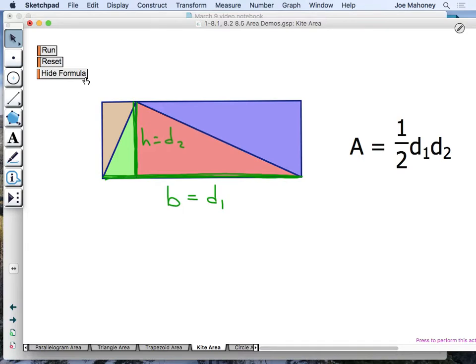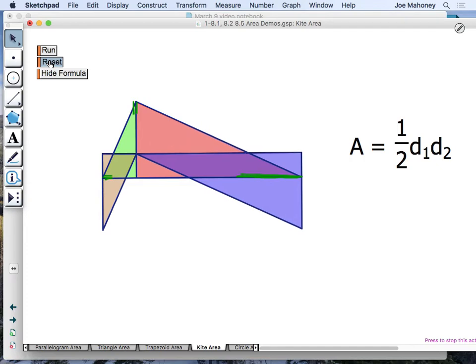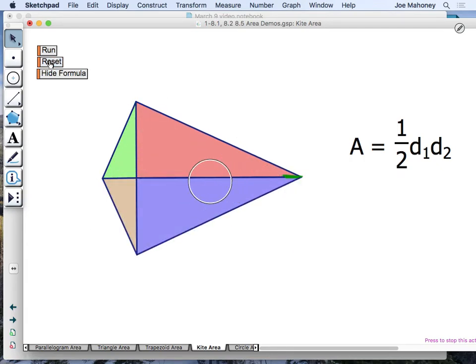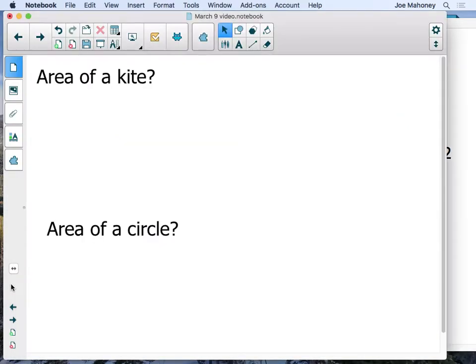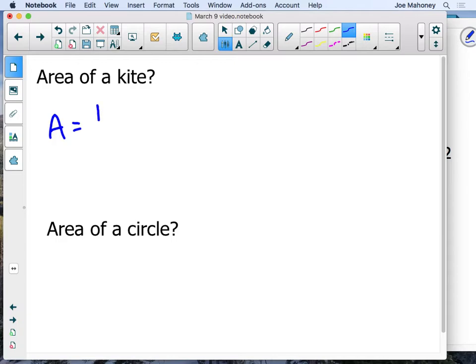That's pretty cool. So when I erase some of this stuff and reset it, let's hit reset. There we go. Slide that baby down. There we go. So it's half the product of the diagonals. You didn't know that one, so that's pretty neat.